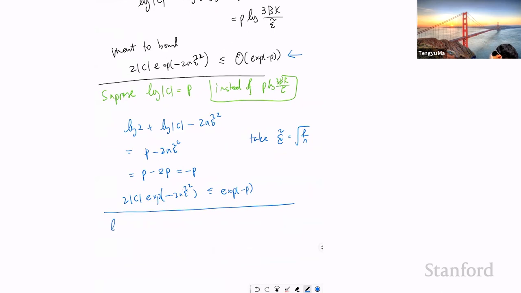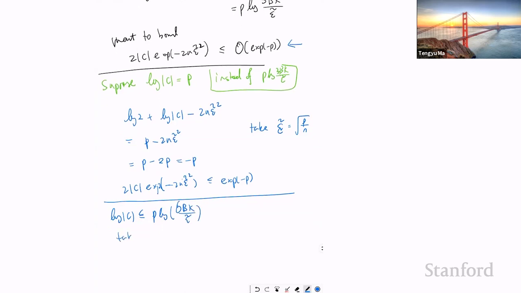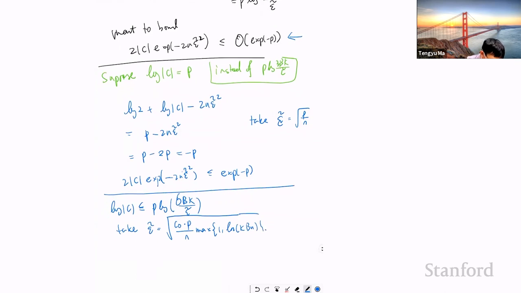So if you suppose log C is equal, you only have this bound, right? This is what we only have. This is 6b kappa over epsilon tilde. And then let's take epsilon tilde to be square root of some constant times p over n times max. This epsilon tilde is actually the final bound, right? So that's why you're going to see the same thing. And C0 is a sufficiently large constant, which we'll choose a bit later.